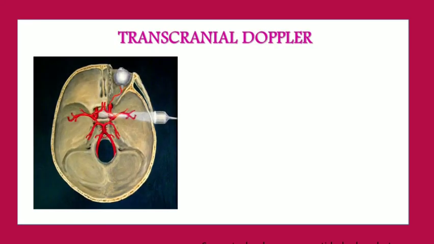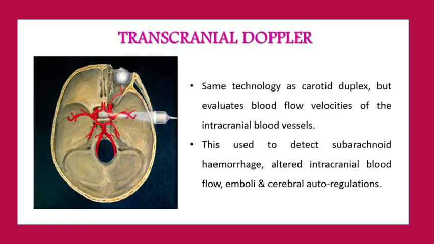The last one is transcranial Doppler. It uses the same technology as carotid duplex but evaluates the blood flow velocities of the intracranial blood vessels. It is used to detect subarachnoid hemorrhage, altered intracranial blood flow, emboli, and cerebral autoregulation.